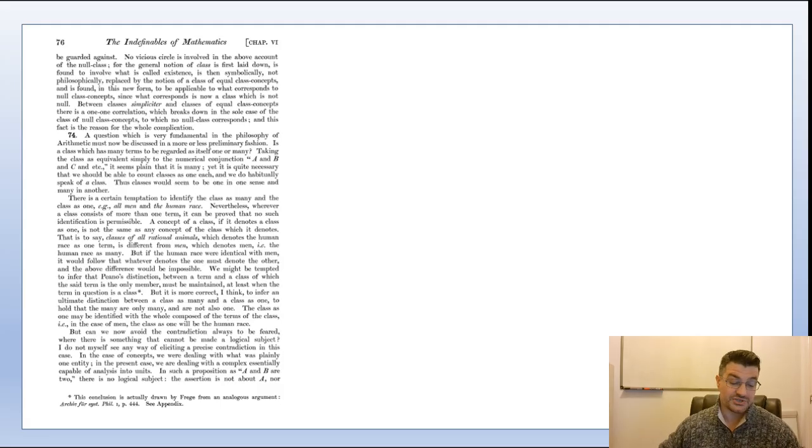So, classes of all rational animals, well, there is only one class of rational animals. So, classes of all rational animals is denoting an object, okay, a single object. In other words, we're looking at the class of the human race as a term, one term. But men, which is the concept of the class, denotes men, the human race, as many, as a kind of plurality.